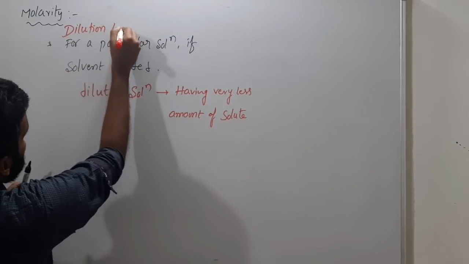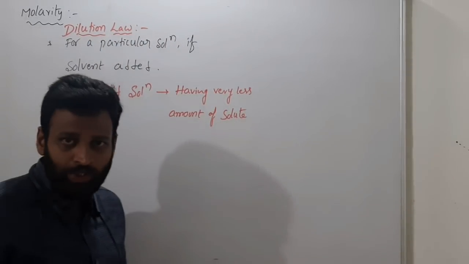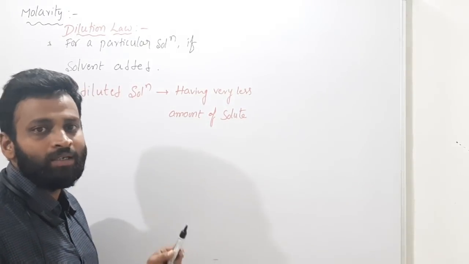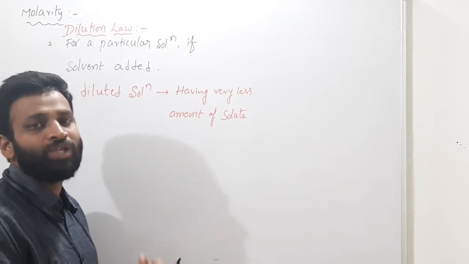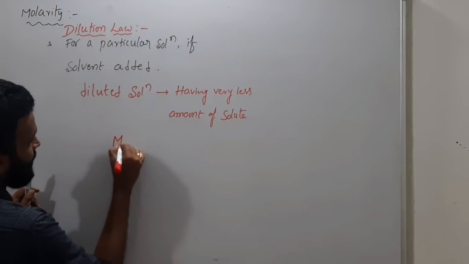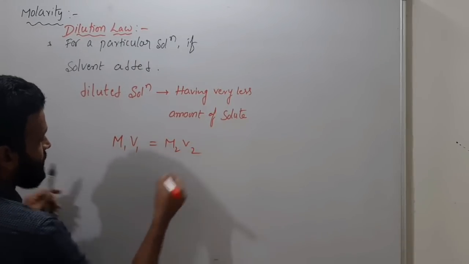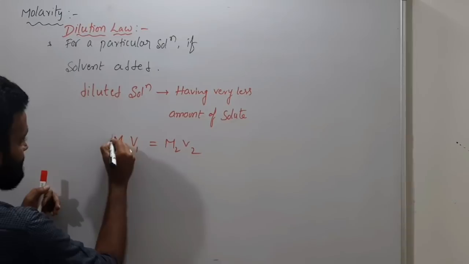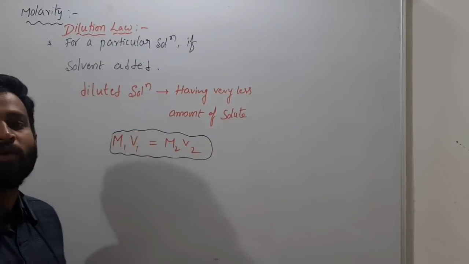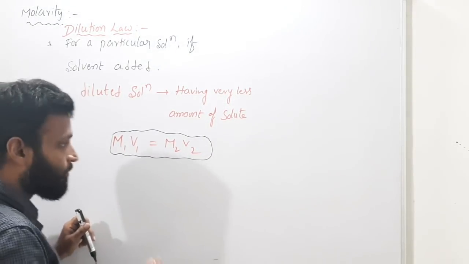dilution law. For a particular solution, if excess solvent or water is added, then that process is called dilution law. In dilution law, you have one relation, that is M1V1 is equal to M2V2. This is a very important relation for us. M1V1 is equal to M2V2.